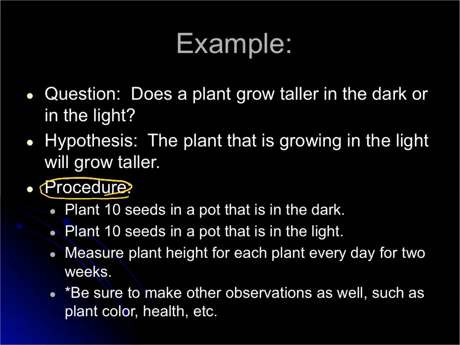So my procedure that I've come up with is to plant 10 seeds in a pot, and that one will go in the dark. And then I'm going to get another pot, and plant 10 seeds in that one, but put this one in the light. Then I'm going to measure the height of my plants every day for 2 weeks. And that's my procedure. Those are the steps I'm going to take to collect data. And then once I have that data, I can eventually analyze it.